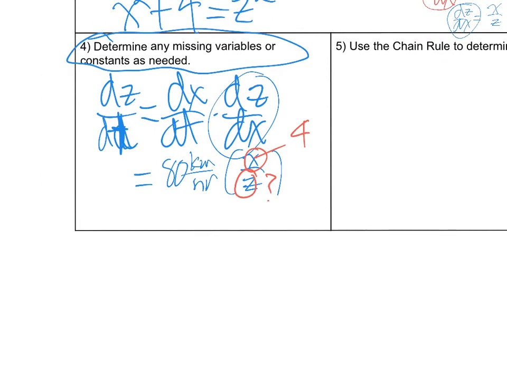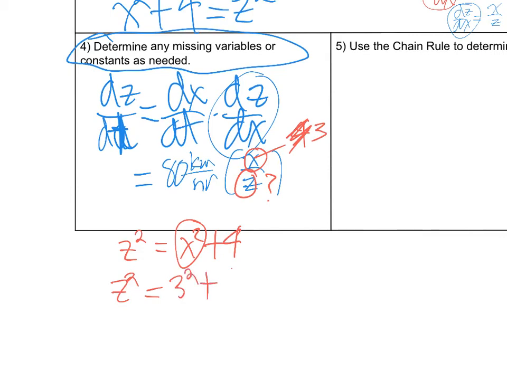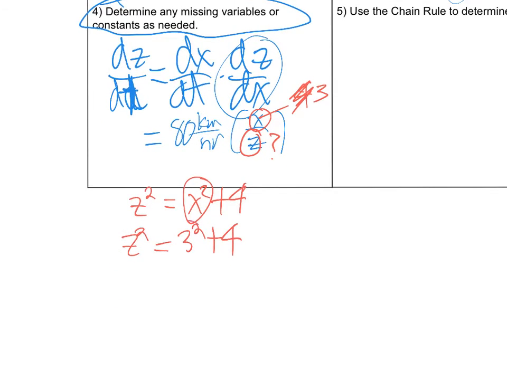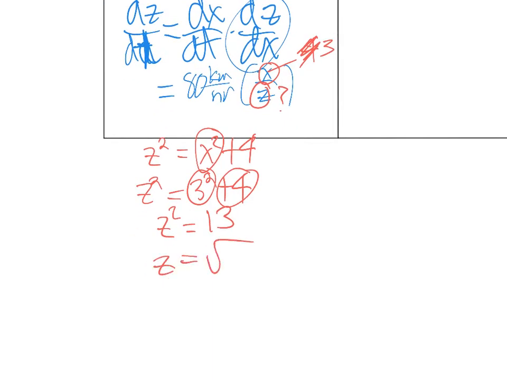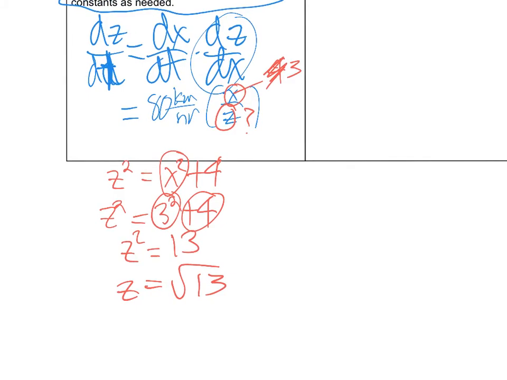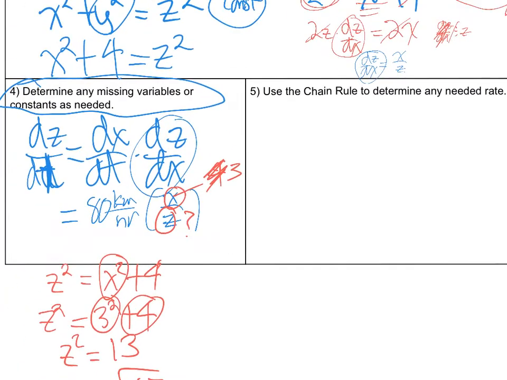Well, z, I know that the relationship is, I already figured that out. Z squared is x squared plus 4. So z squared equals x squared. X is worth, oh, x is not 4, x is 3, sorry. So z squared is going to be 3 squared plus 4. 3 squared is 9. 9 plus 4 is 13. So z squared equals 13. And z will equal root of 13. Okay, so now we know all of our values.